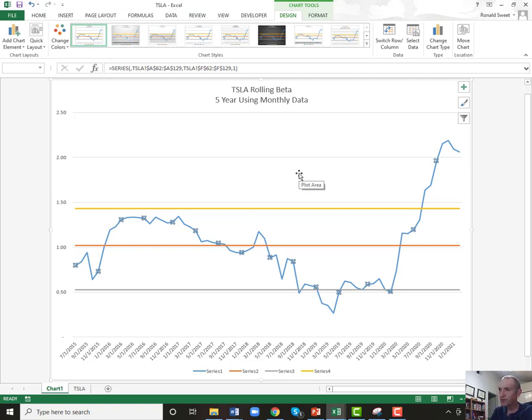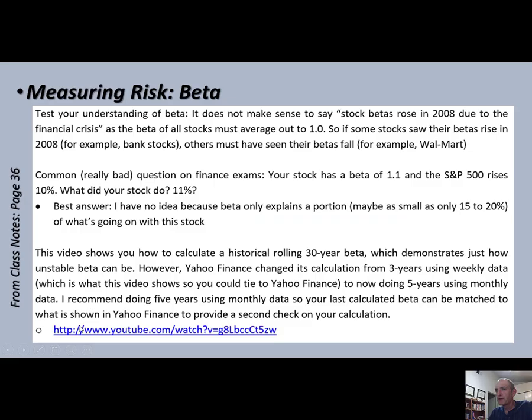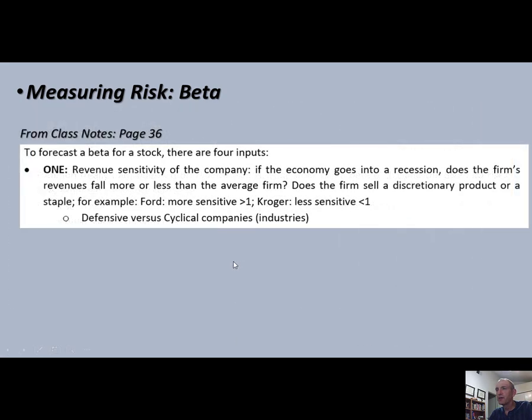So what can we do with this information that beta is so unstable? There's a video you can watch that does the 3-year, but now you have this video, so I would just stick with this video. I've given you 2 examples. So how do you forecast? What are you going to do in paper 3? What are you going to do on this exam 2?